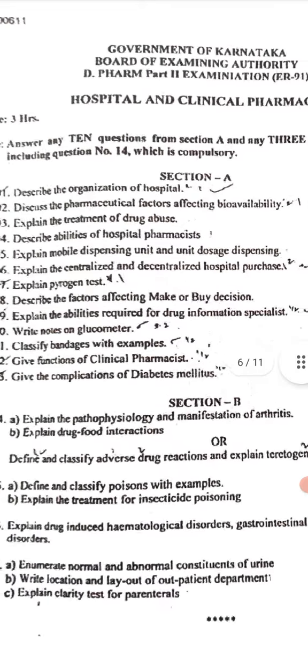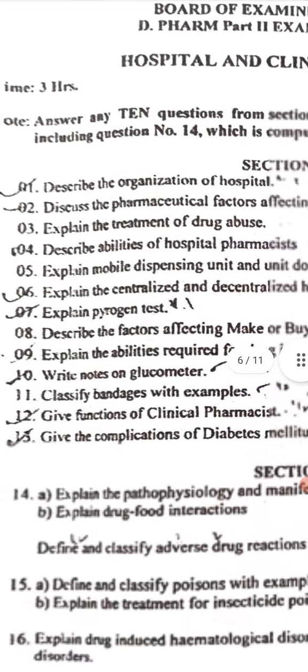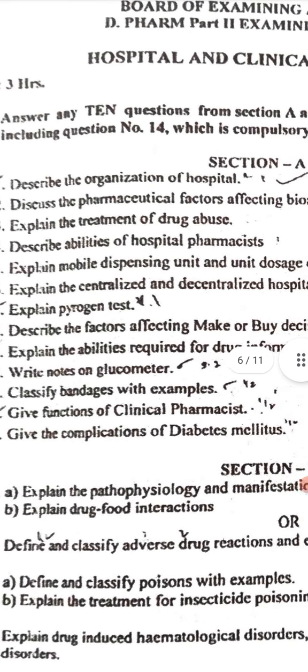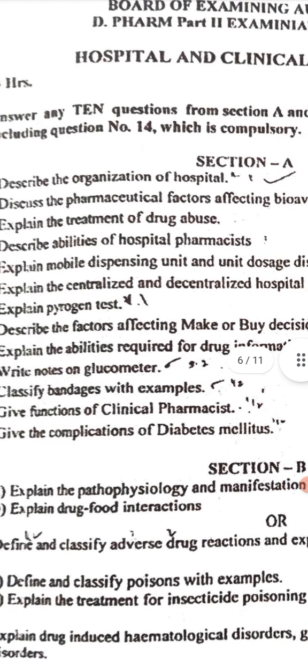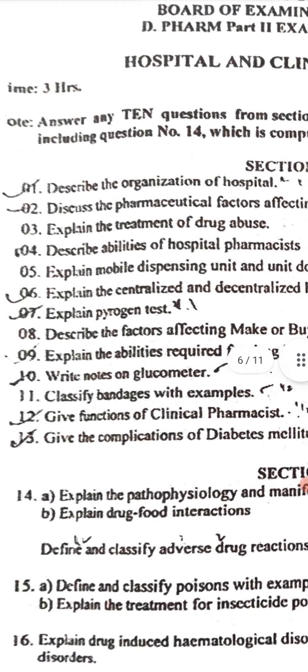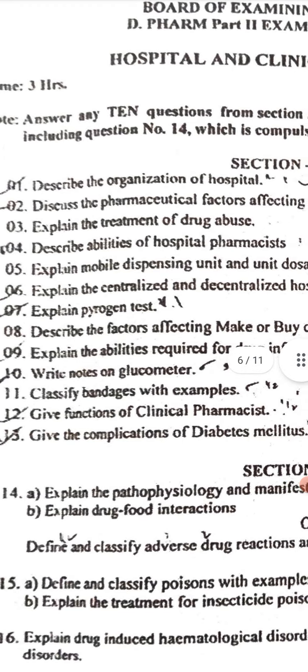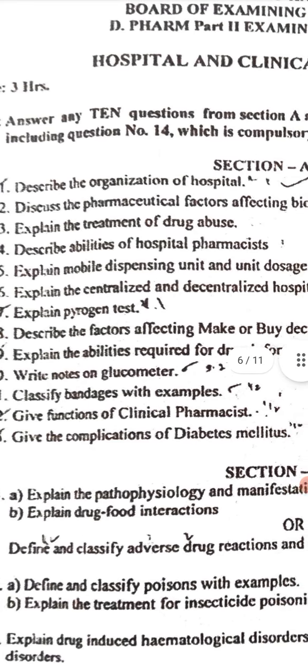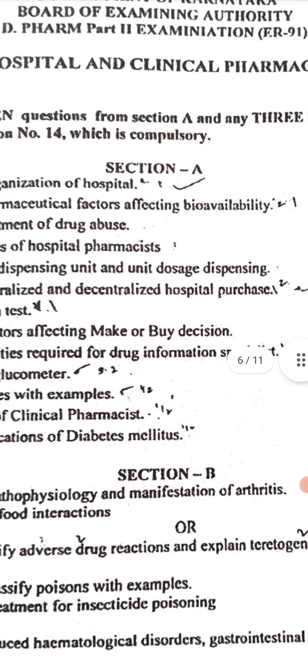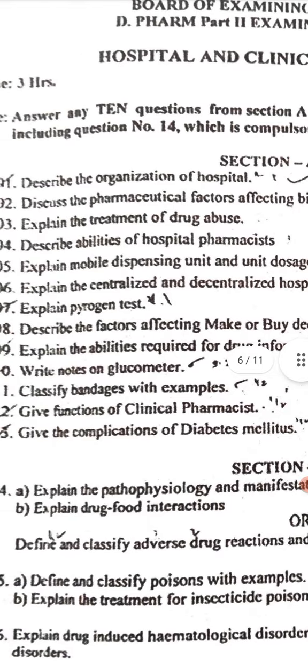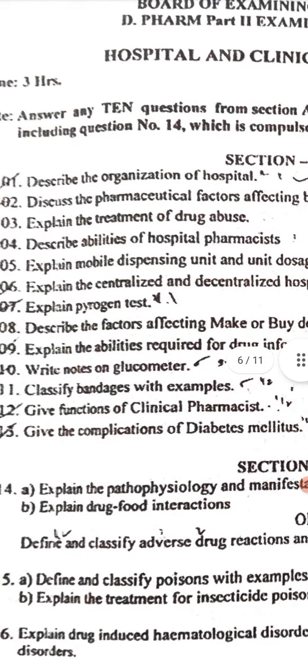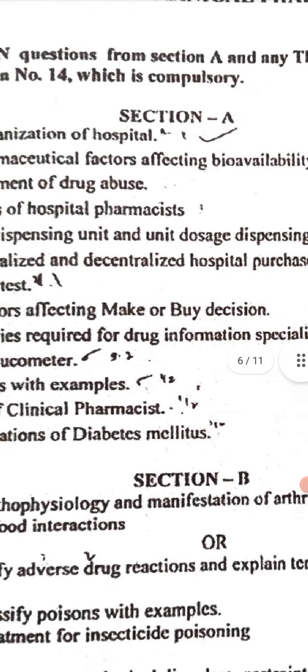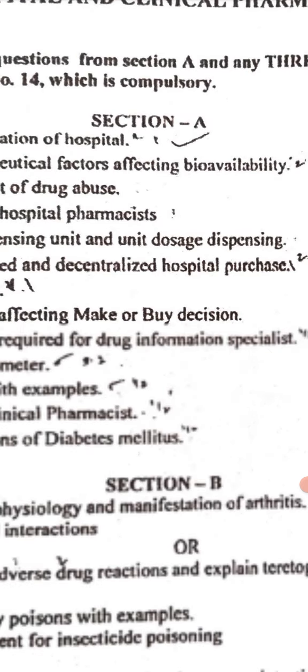Describe the organization of the hospital. Second question is discuss the pharmaceutical factors affecting the viability. Third is explain the treatment of drug abuse. Fourth is describe the abilities of the hospital pharmacist. Fifth is explain the mobile dispensing unit and unit dose dispensing. Sixth is explain the centralized and decentralized hospital purchase.